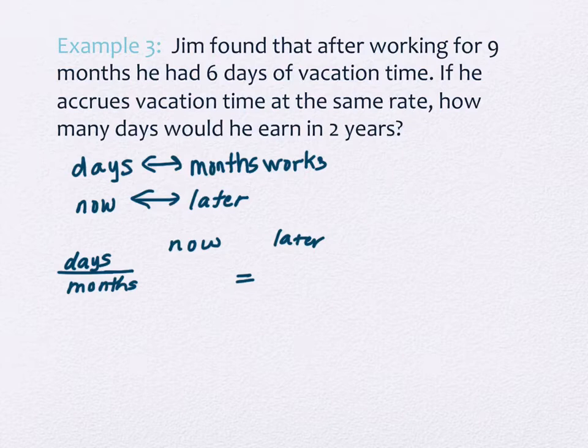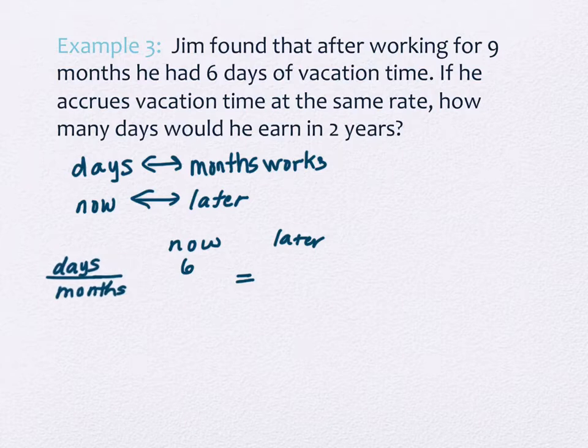So what does he have in terms of the days of vacation he has now? 6. And if you want to write the word days, you can. I've got mine kind of written out to the side, so I'm not going to clutter up my numbers by having them in there right now. What is his months that he's worked at this point? 9 months.